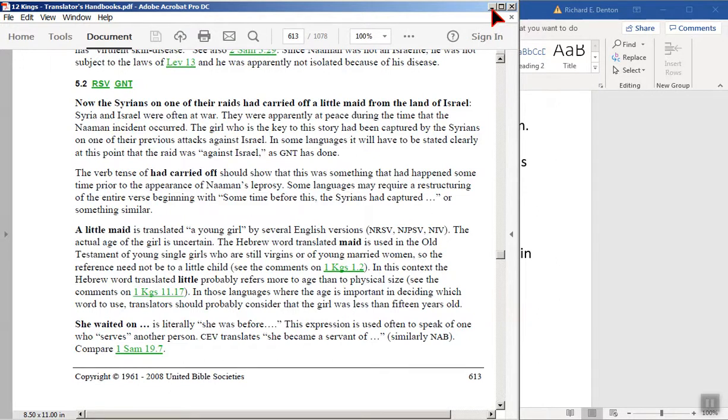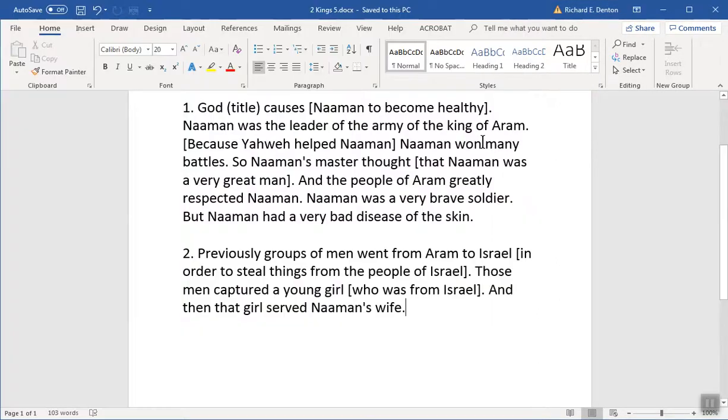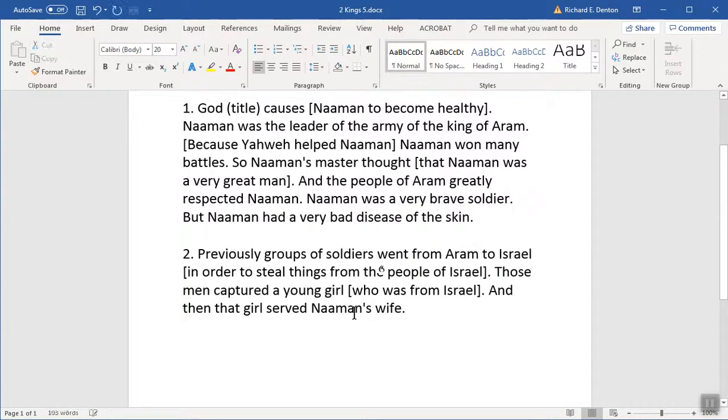And then the other thing that made me think about this was, how did she end up in Naaman's household? Perhaps because it was a group of soldiers. So I've decided to change it. Previously, groups of soldiers.